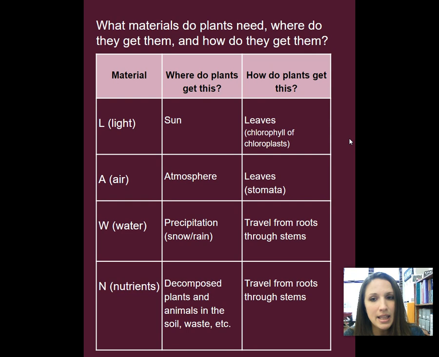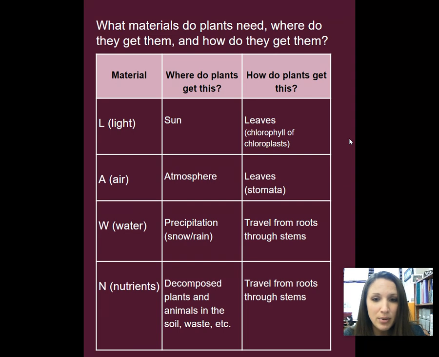Okay. The second thing that plants need is air. Okay. And where does air come from? Well, air comes from the atmosphere, all of what's around us. Okay. And how does air get into the leaf? Well, it gets in through these holes on the bottom of the leaf that are called stomata. So, again, light comes in through the top, air goes in through the bottom.